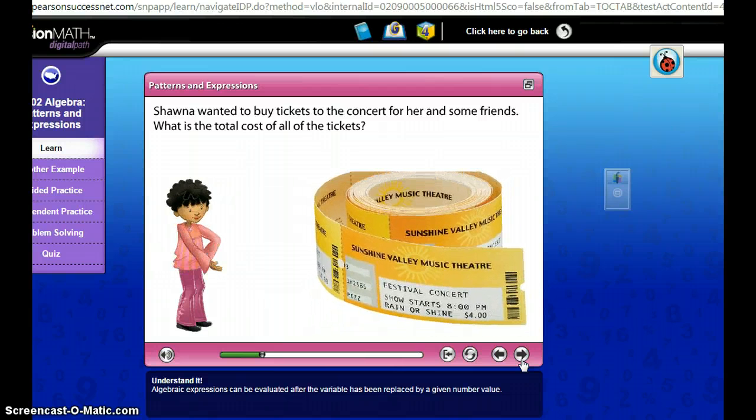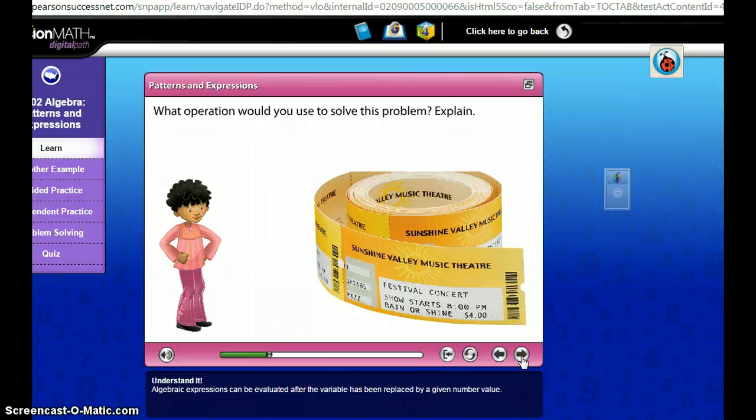Shauna wanted to buy tickets to the concert for her and some friends. What is the total cost of all of the tickets? What operation would you use to solve this problem? She wants to buy concert tickets for her and her friends. It shows 1 ticket here, $4. What operation would you probably use to solve for the total cost for her and her friends for tickets for this concert?